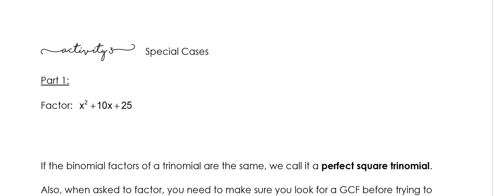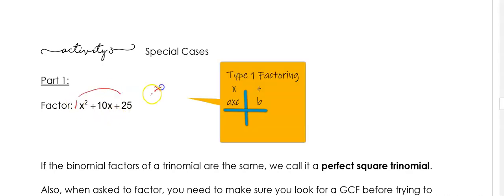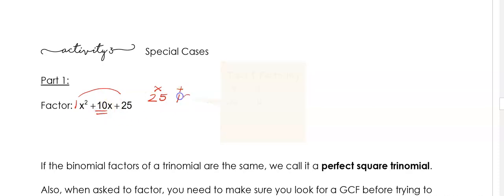In this video, we're going to learn how type 1 factoring can be seen also as special cases. Look at part 1. Let's go ahead, do what we learned yesterday and factor it. So we're looking for numbers that multiply to 25 that add up to my middle value b, which is 10. Those numbers are 5 and 5. So my factors are x plus 5 times x plus 5.